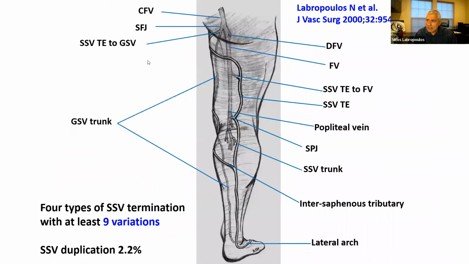When you go to the small saphenous, this is the most complicated vein in the lower extremity due to its embryological development. And as you see, the saphenous vein terminates in the popliteal in 2/3 or 3/4 of the people, maybe. And as you see here, there is an extension with 4 different types with at least 9 variations.